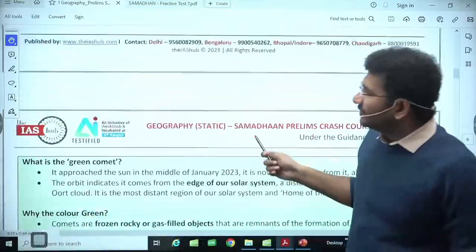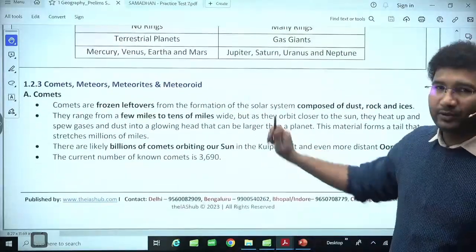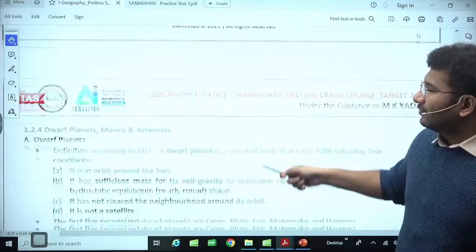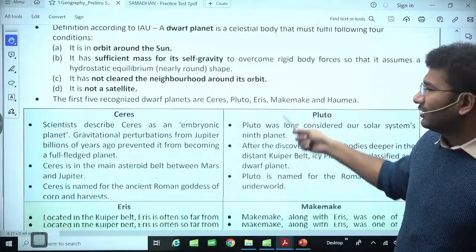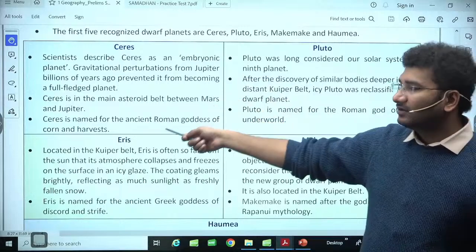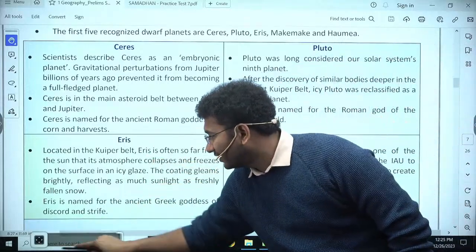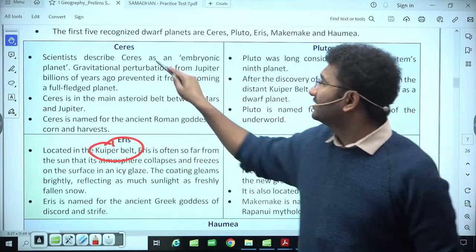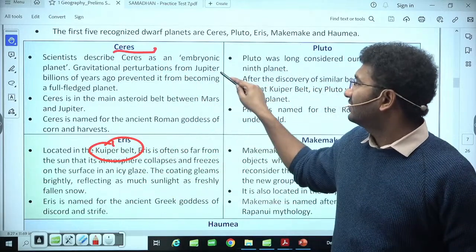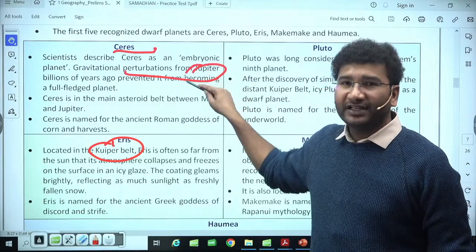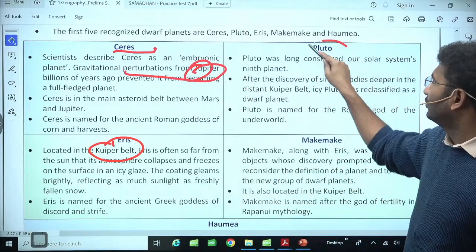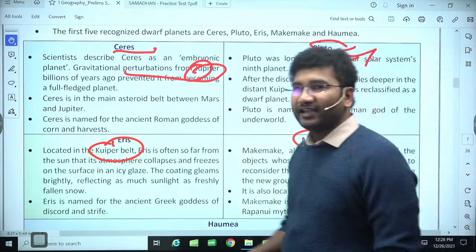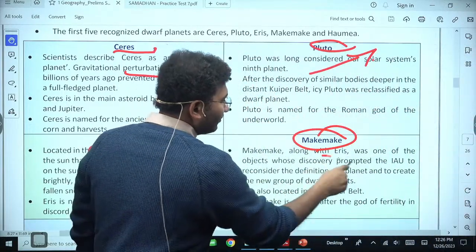So are you clear about this? Comets, you know. We are also clear with meteoroids and meteorites. You know what is a dwarf planet also, and what the dwarf planets are. Now where is this Eris located? Eris I have shown you the location. आपको Kuiper belt में present है. Now where is this Ceres present? Ceres is present near Jupiter के आसपास, under the perturbations of Jupiter. Now where is Pluto? You know, beyond Kuiper belt again. Where is Makemake? It is along with Eris again. It is in the Kuiper belt.